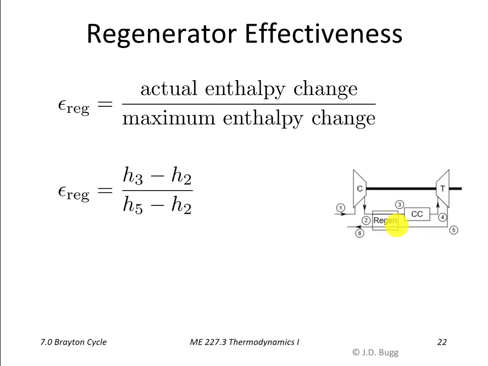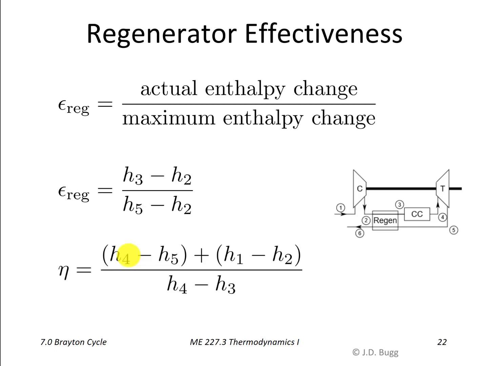The very, very most a regenerator could possibly do is increase the temperature at this exit up to T5. There's no way it can make the temperature higher than that because heat does not flow in that direction. So the maximum possible temperature coming out of point 3 would be T5. So essentially in the denominator here, we've just replaced H3 with H5. H5 minus H2 is the maximum possible enthalpy change that we could produce. So this is the regenerator effectiveness, and that's a performance parameter that tells us how good the regenerator is. The higher that is, the better.